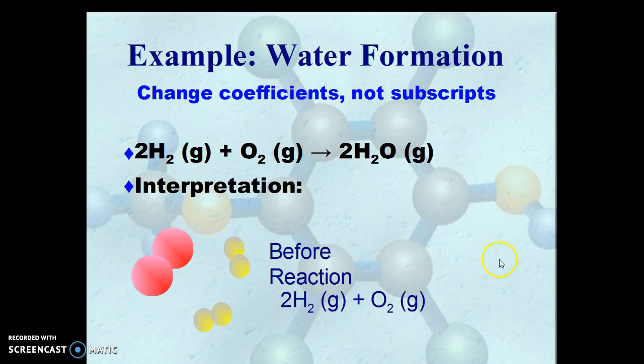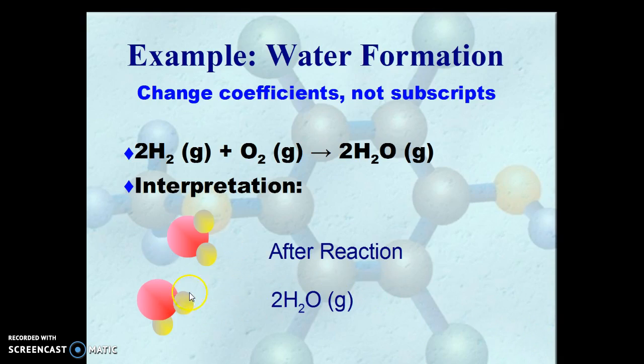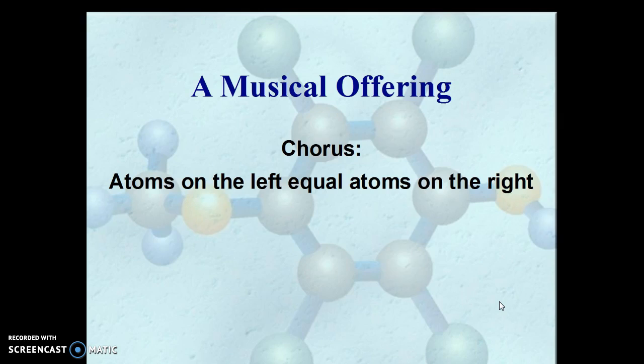Now, if we interpret this visually, before the reaction, we have 2 molecules of hydrogen and 1 of oxygen. After the reaction, we have 2 molecules of water but the number of atoms is still the same. And so there's a song.